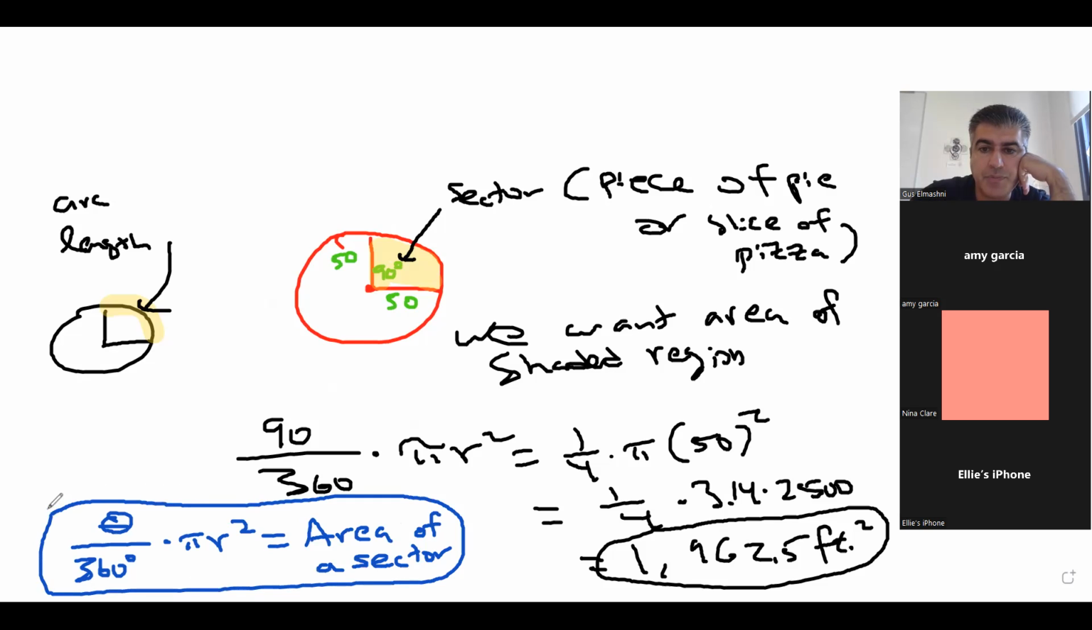You just want the area of the shaded region. So it just depends on the angle that we're told, right? And that dictates what fraction of the circle is shaded. It's that simple. Okay, let me leave this up. Some of you guys might still be copying.